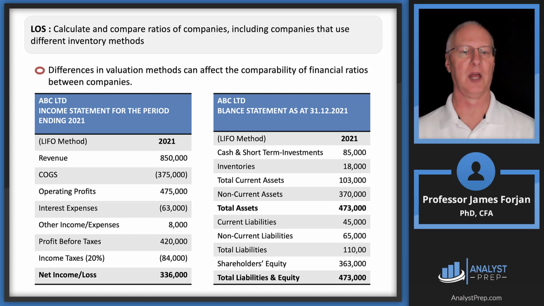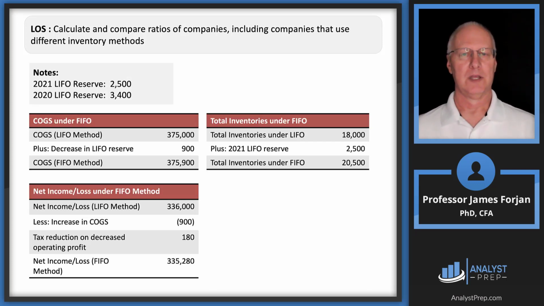So here we are, we're doing LIFO for 2021. On the left-hand column, we have an income statement. Right-hand column, we have a balance sheet. Under the notes, we observe a LIFO reserve of $2,500 this year, 2021, and $3,400 in 2020. So that's a change of, what is that, $900 in the LIFO reserve.